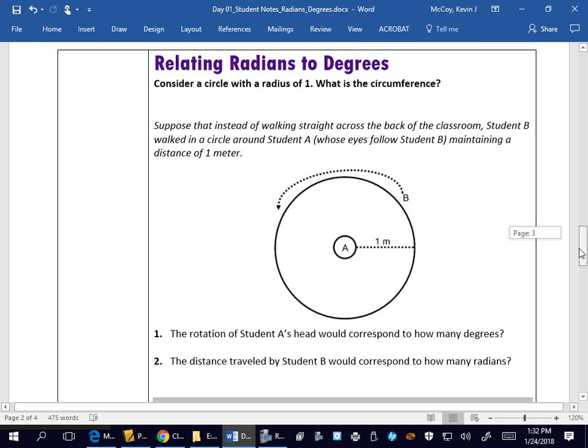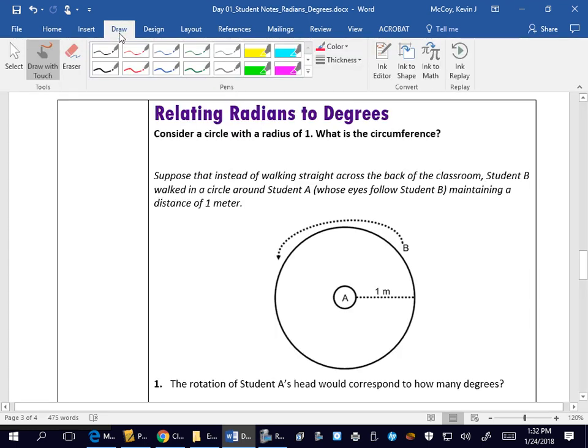Okay, so how are we going to relate radians to degrees? Because that'll help us to wrap our heads around what this thing is actually talking about. So what we want to do is consider a circle that has a radius of 1. All right, first of all, this circle with a radius of 1 is what is considered a unit circle. So we're going to put that over here.